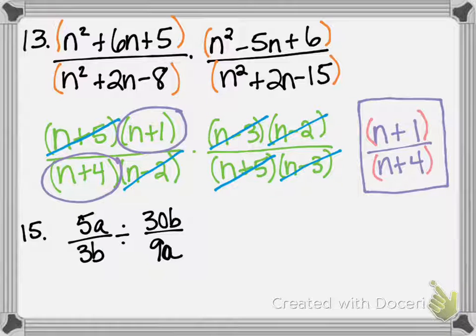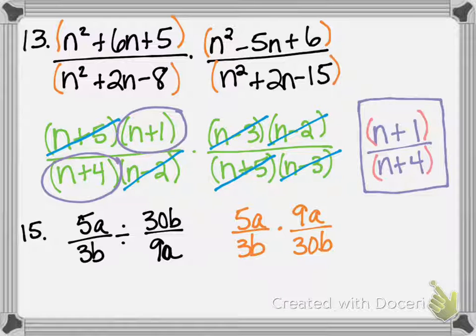Okay, let's jump down to number 15. Now, the important thing to remember about division is when you divide by a fraction, it is the same thing as multiplying by the reciprocal. So 5a over 3b divided by 30b over 9a is the same thing as 5a over 3b times 9a over 30b. So you change the divide sign to a multiply, and then you just flip the second fraction.